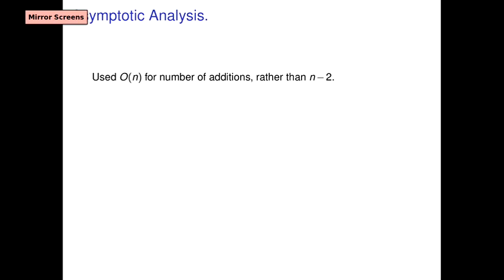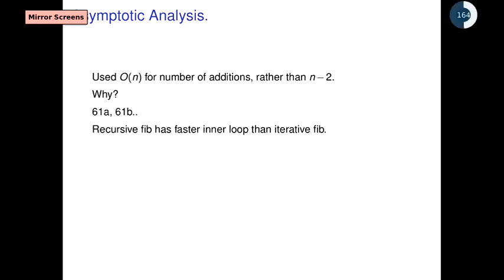Okay, and now we use this O of n. You've seen it before in 61B, because I didn't really care about whether it was n minus 2. The number of additions for Fibonacci was a little less than n if you didn't have to add the first two. But who cares? You sort of discussed this both in 61A and 61B. And you can see that the recursive fib has a faster inner loop than the iterative one. But it doesn't matter, right?